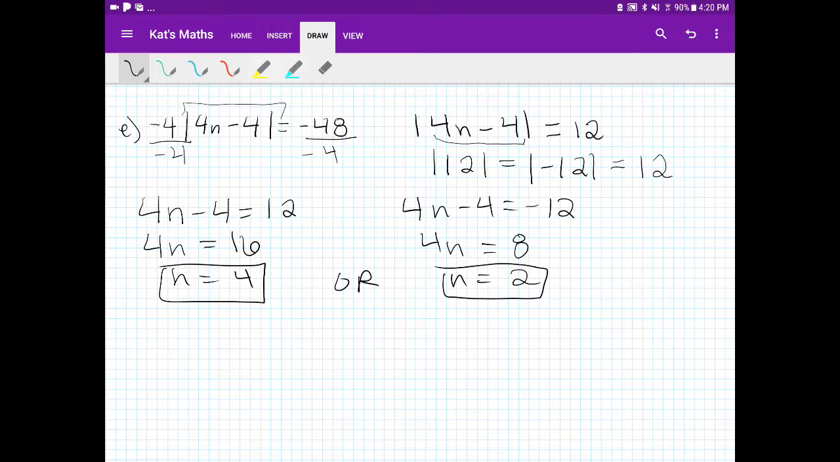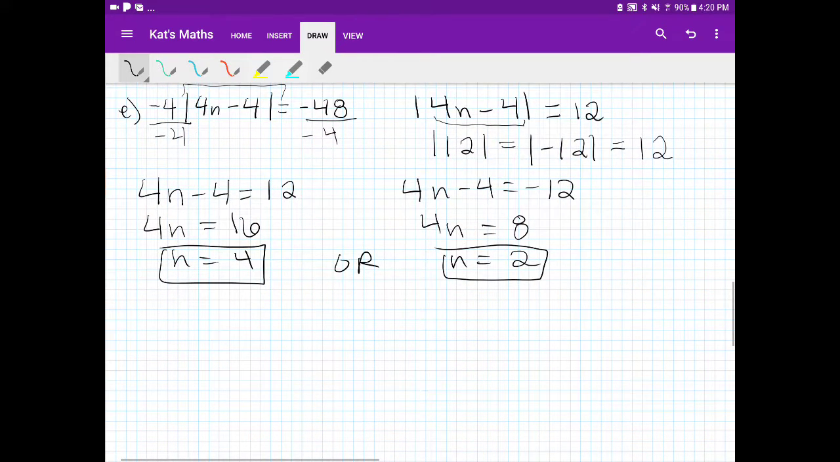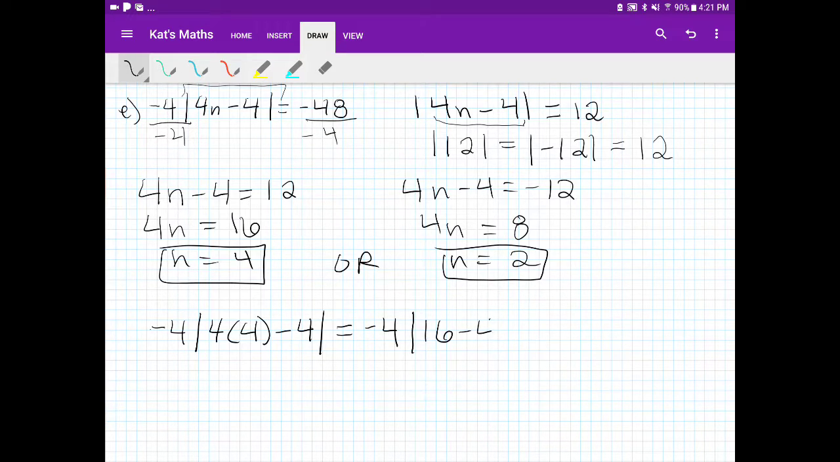It's this or that. And if you want to go back to check your answers, you're welcome to, because they both work out. It seems kind of weird, but they do. So negative 4 times the absolute value of 4 times 4 minus 4 equals, let's do the math. Negative 4 times the absolute value of 16 minus 4. So negative 4 times the absolute value of 12, which equals negative 48.